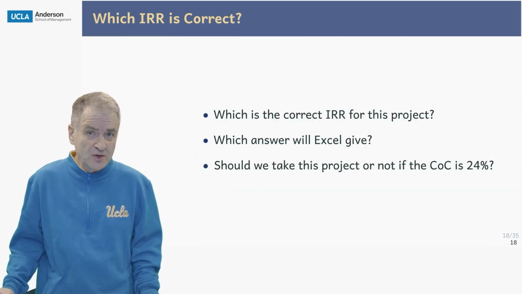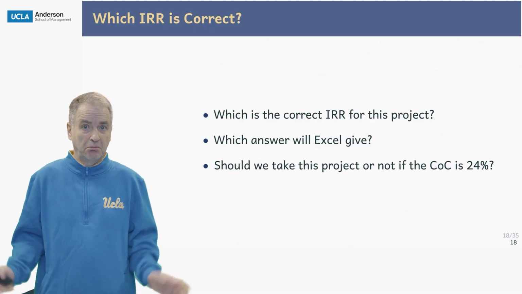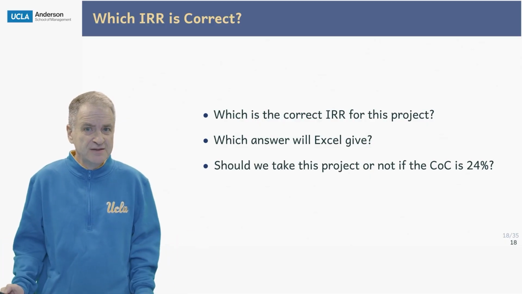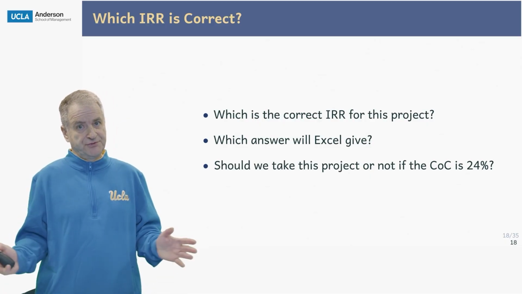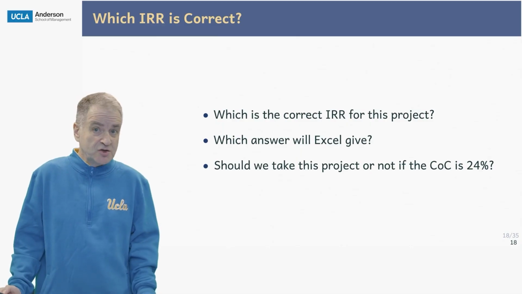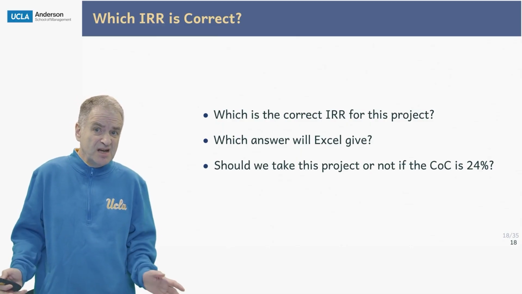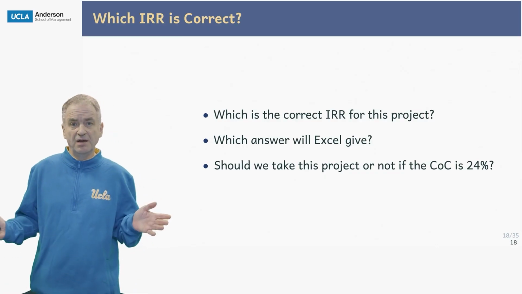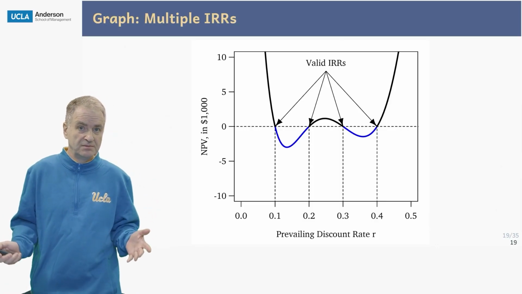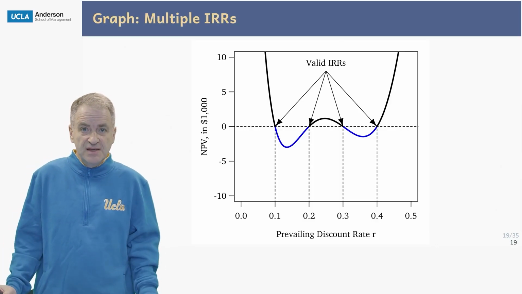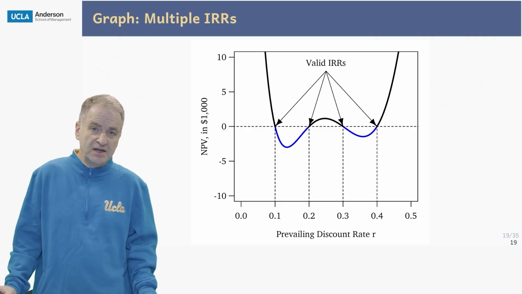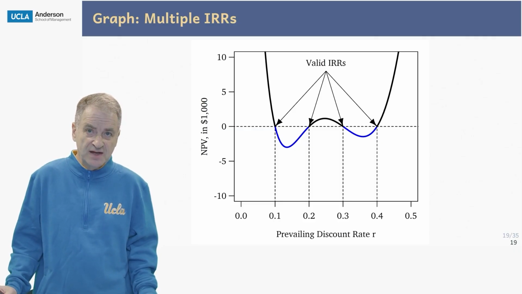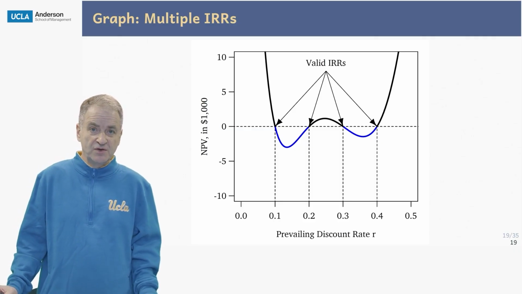Which is the correct one for this project? I don't know. Which answer will Excel give? Beats me. Should we take this project if, say, the cost of capital is 24%? I don't know. So this is how the net present value graph looks for different rates of return.